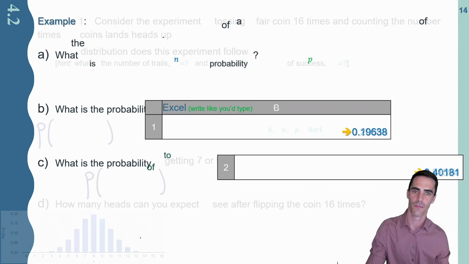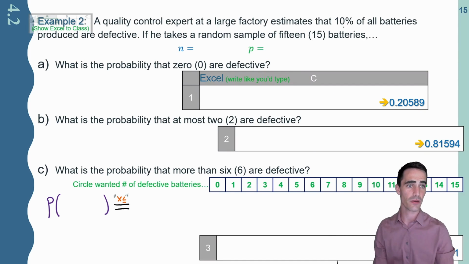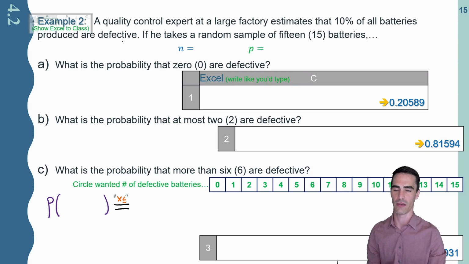It's the p-value. A quality control expert at a large facility estimates that 10% of all batteries produced are defective. Bummer. If he takes a random sample of 15 batteries, what's the probability that exactly 0 are defective?